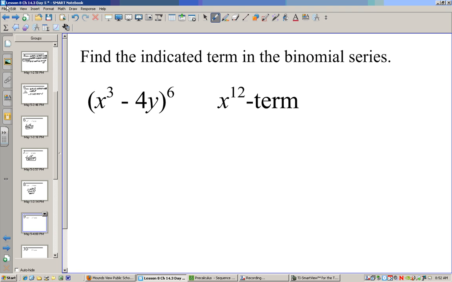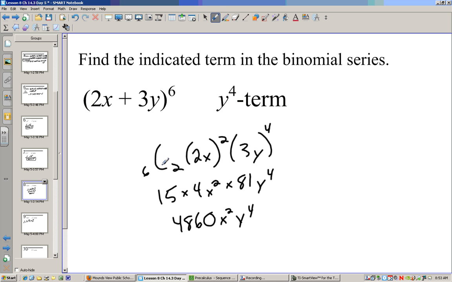Now you try this one on your own. Find the x to the 12th term. Now x to the 12th, I guess this one is a little bit different because we have x to the 3rd now and negative y to the 4th. Now what do we need for this to be x to the 12th? Well, that needs to be a 4. And if that's a 4, this one has to be a 2. So this is going to be 6 choose 4, which is the same thing as 6 choose 2, which is 15.